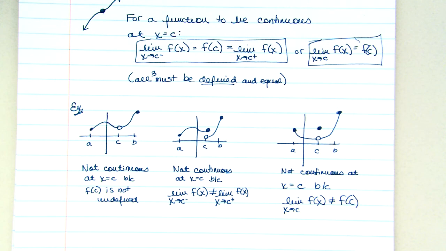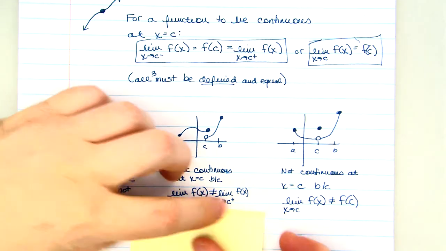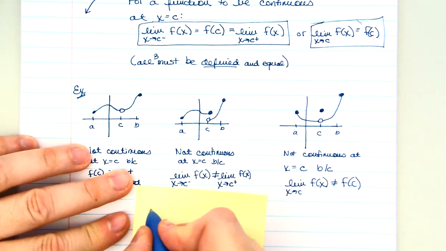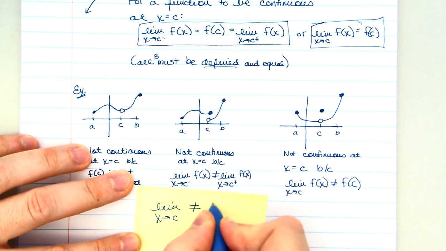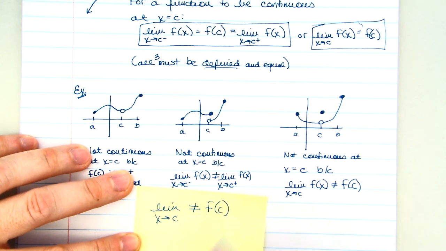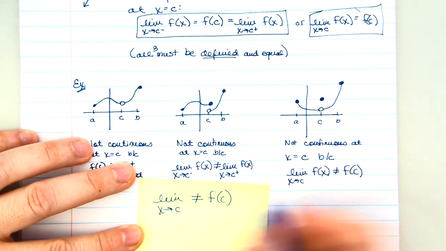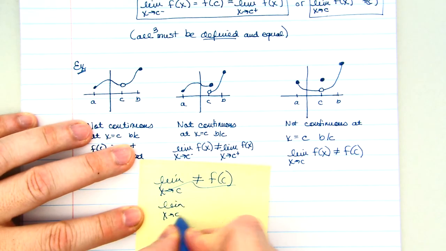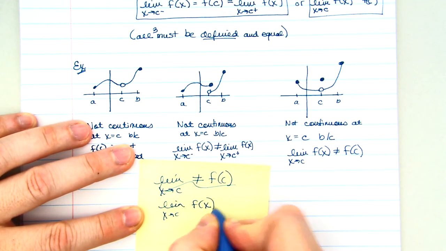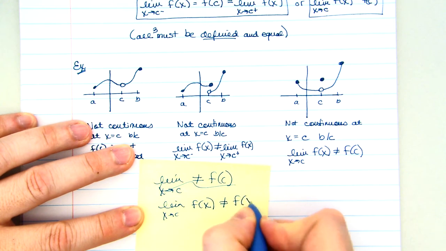When this stuff shows up on a quiz eventually, I am going to be pretty picky with your notation. I mentioned this before, but I'm not okay with limit as x approaches c doesn't equal f of c. There's got to be something inside your limit, right? I'm also not okay with you writing that last one as the limit as x approaches c of f of x does not equal f of x.